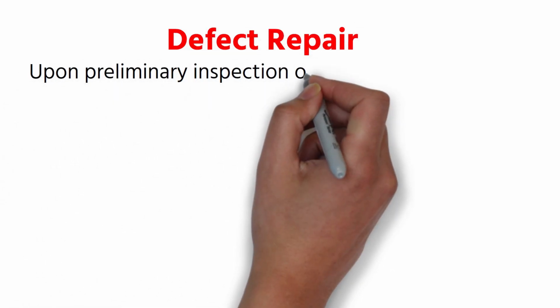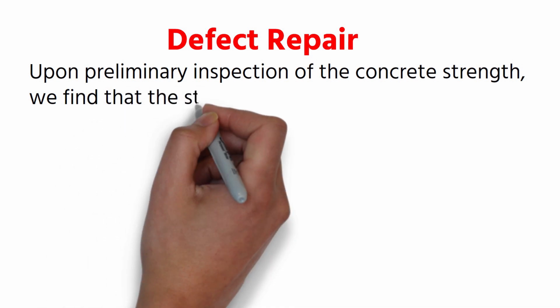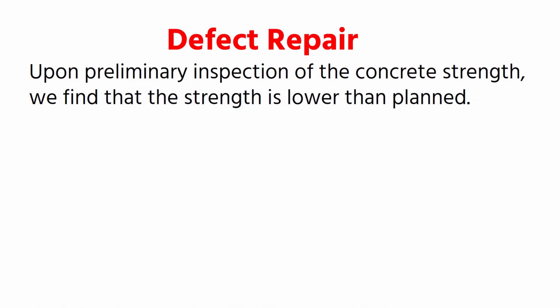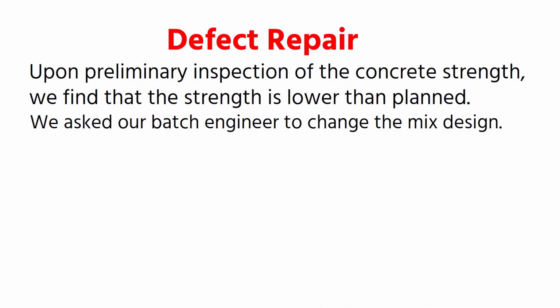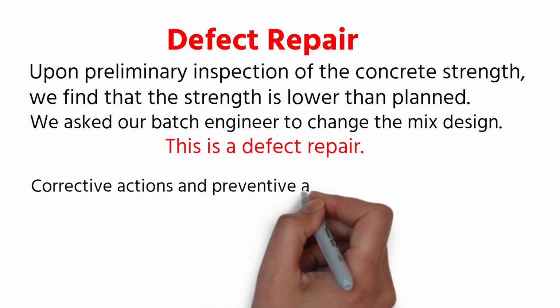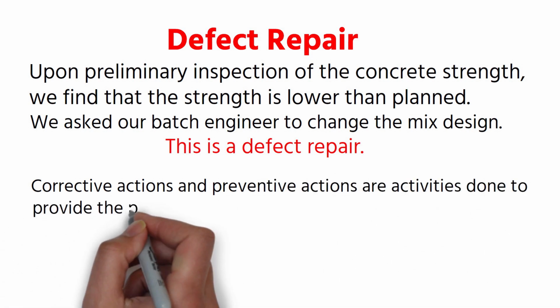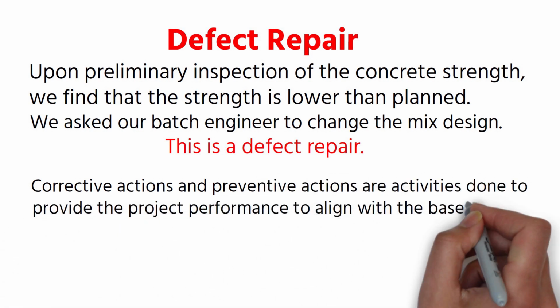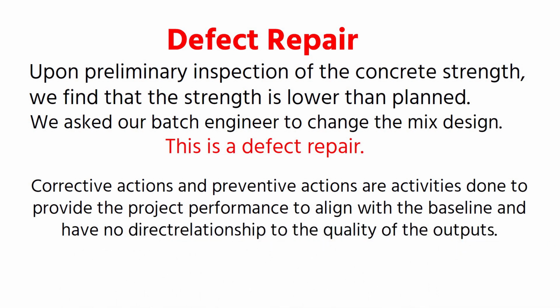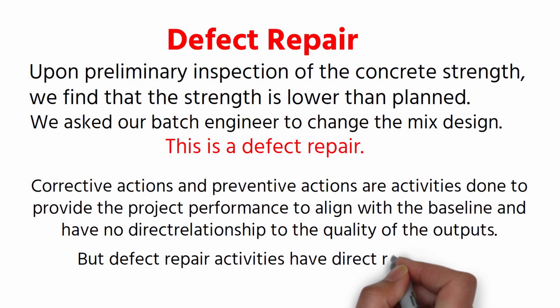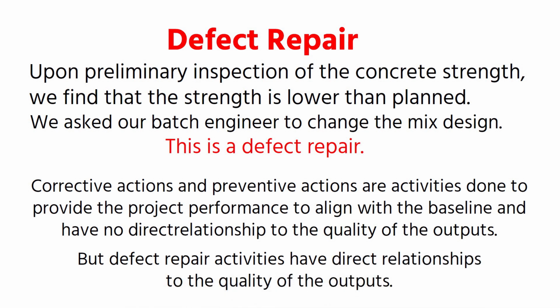Defect repair. Upon preliminary inspection of the concrete strength, we find that the strength is lower than planned. We asked our batch engineer to change the mix design. This is a defect repair. Corrective actions and preventive actions are activities done to bring the project performance into alignment with the baseline and have no direct relationship to the quality of the outputs. But defect repair activities have direct relationships to the quality of the outputs.